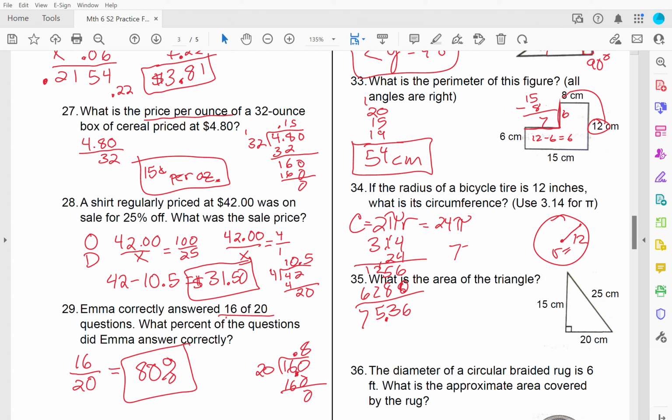So our answer is 75.36 inches. Straight inches, not squared, not cubed, because it is circumference, which is just the length.